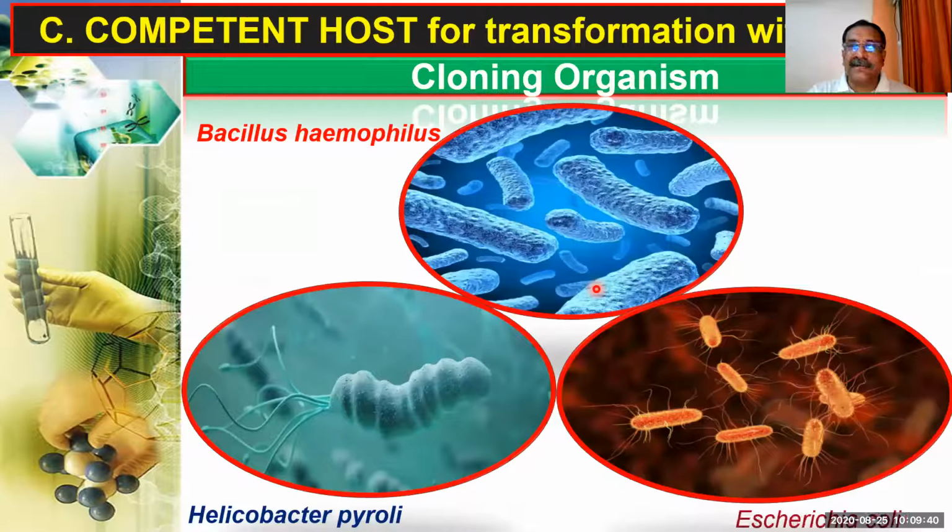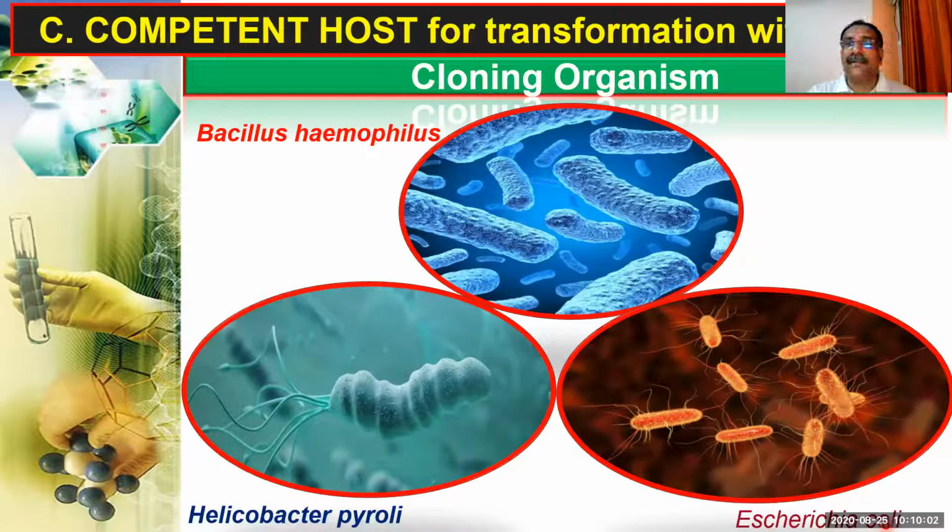This is given in your textbook. Only this one is given. That is the cloning organisms which we are using for transferring into the host. That is Bacillus haemophilus, and this is Helicobacter pylori, and this is E. coli. E. coli is widely used as a cloning organism.